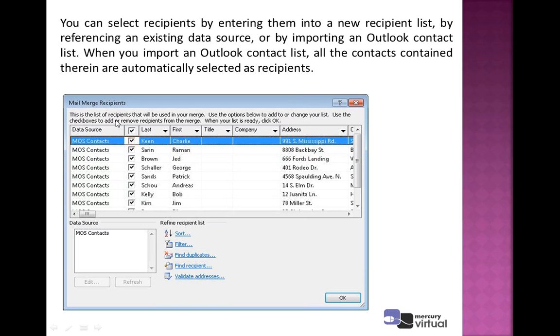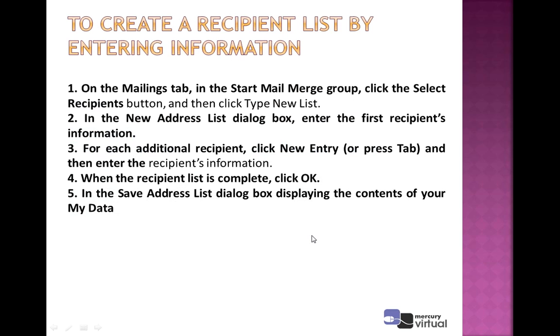Like this one. This is a mail merge receivers list. MOS contacts, click last name, first name, and the address and the country and so on. This is a scroll bar. When we scroll up and down, we can see the list. This is the last name. This is the first name. This means Bob Kelly, Patrick Sands, Andres Kiao, and the address of their land. Press on OK. All the receivers list will be displayed.